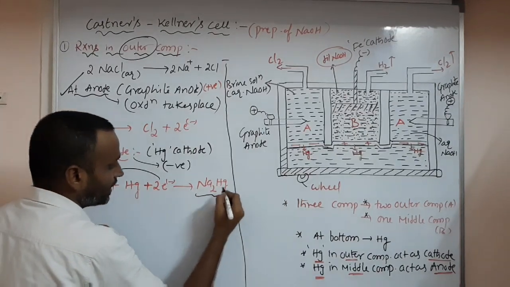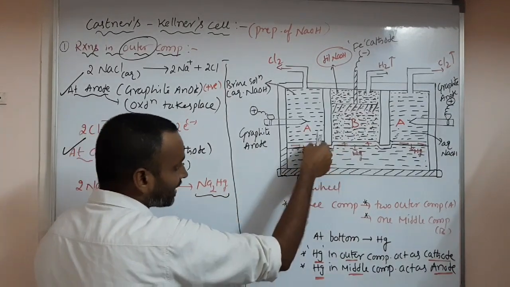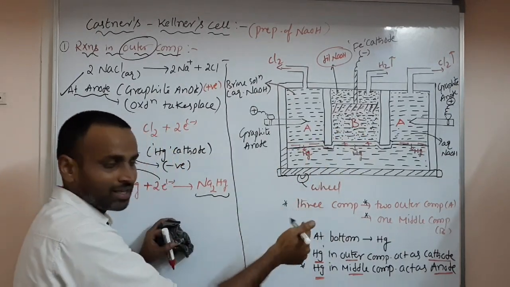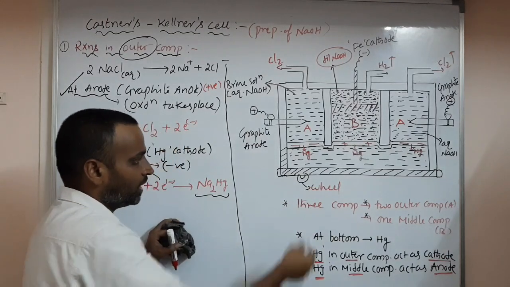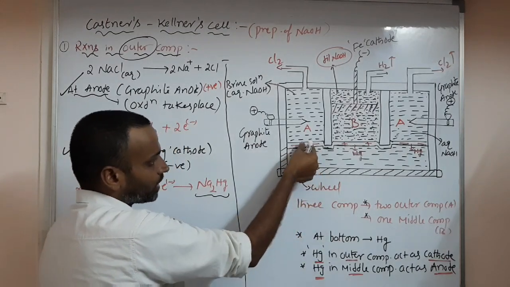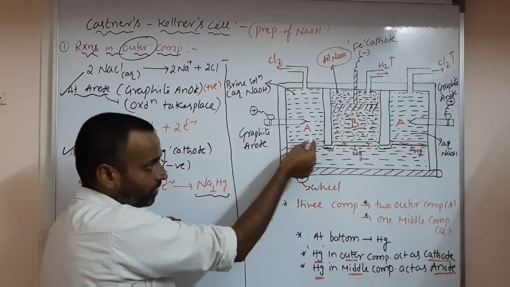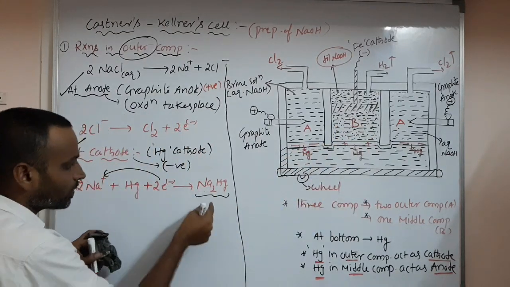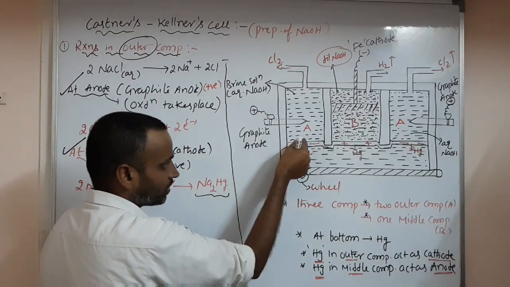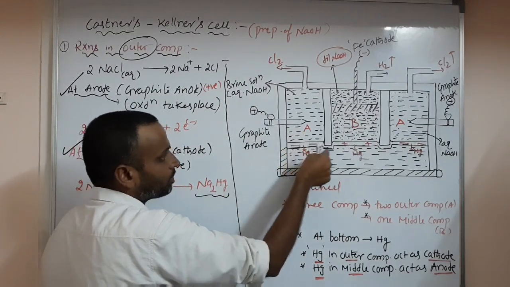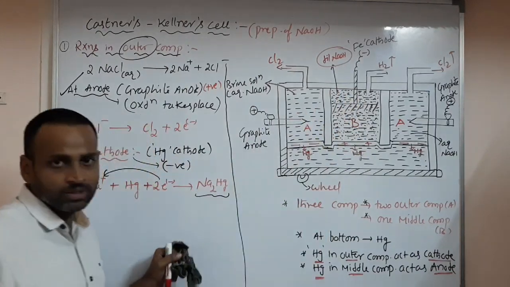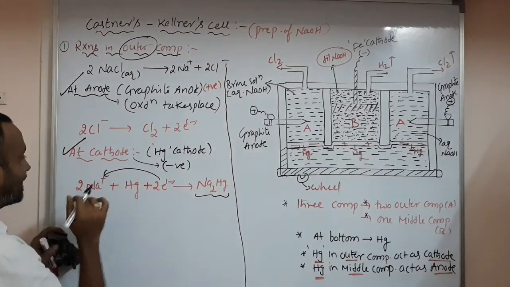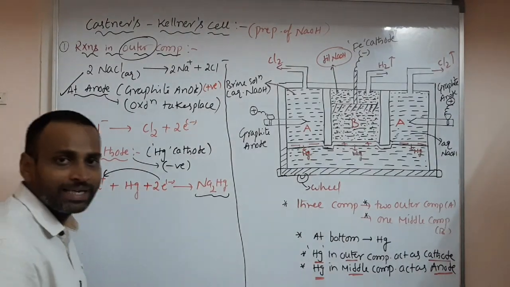Now the formed Na2Hg will transfer from outer compartment to middle compartment. Why am I using this wheel? Understood now? What is the use of this wheel? When you are rotating this wheel, the product formed at outer cathode will transfer from here to middle compartment. So the formed Na2Hg transfers from outer compartment to middle compartment. Remember this one. Okay. So now what happens in middle compartments?